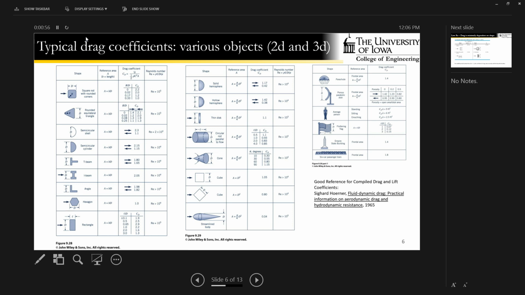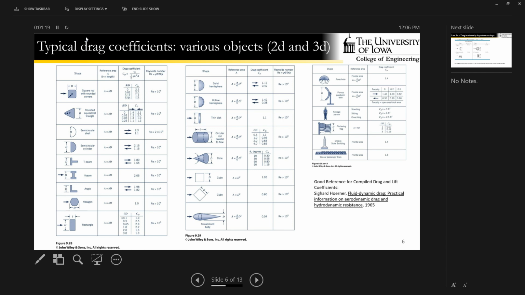This column right here actually gives you the values of the drag coefficient. And in some cases, there are going to be a range of values. So if you're talking about a rectangle, the aspect ratio of that rectangle, that is its width over its height, is going to dictate what the drag coefficient is. And in other cases, such as an angle or a semicircular cylinder, the direction of the flow past that object is going to dictate the drag coefficient.